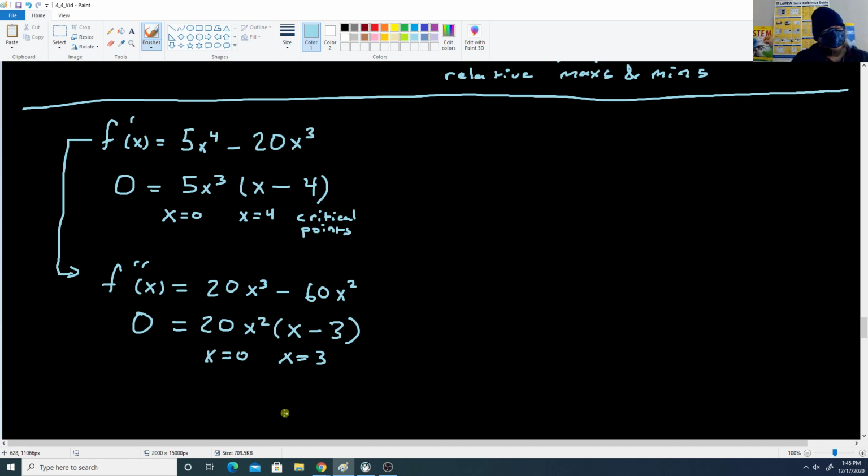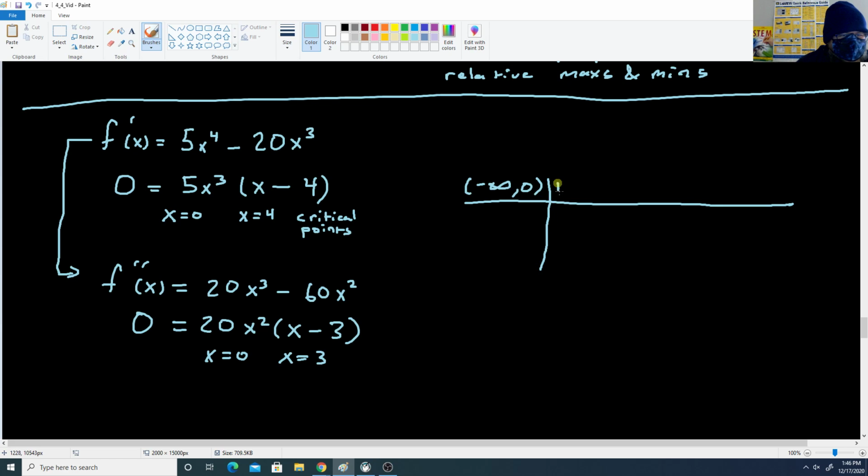Okay, so we're going to build up our table. We have basically 0s, 3s, and 4s. So give this a shot. We'll say there's negative infinity up to 0. We'll have 0 itself. We'll have 0 up to 3. We'll have 3. We'll have 3 up to 4. And we'll have 4. And then we'll have 4 up to infinity.